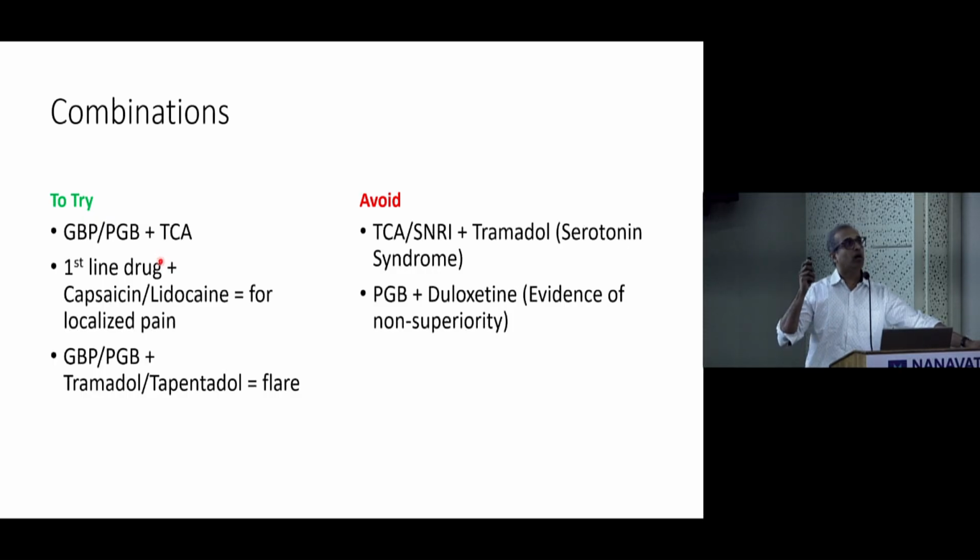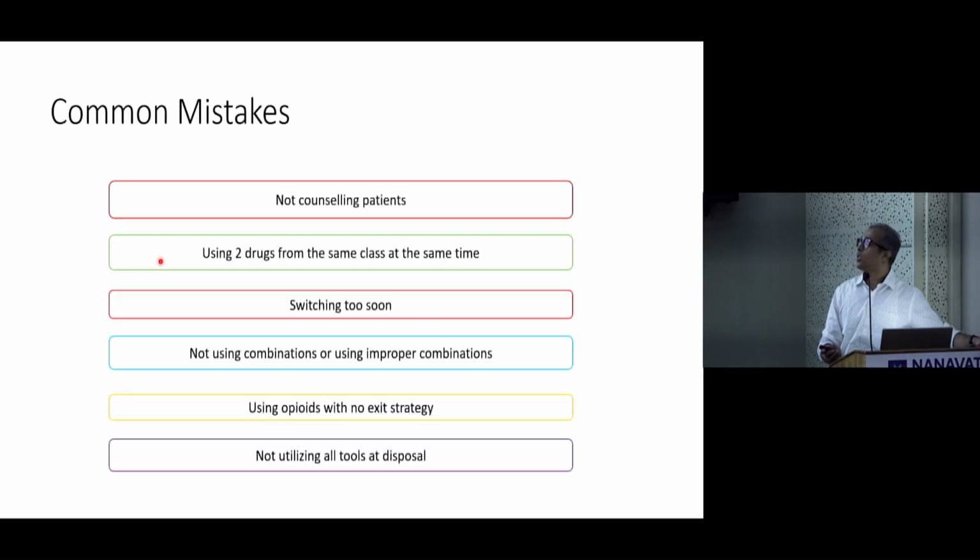It is an extremely life-threatening thing, for which the patient will go into the ICU for management. So please don't use this combination, and don't use pregabalin with duloxetine. That is an SNRI with a gabapentinoid. There is no evidence to say that this combination is superior. It just adds to the cost without any improvement.